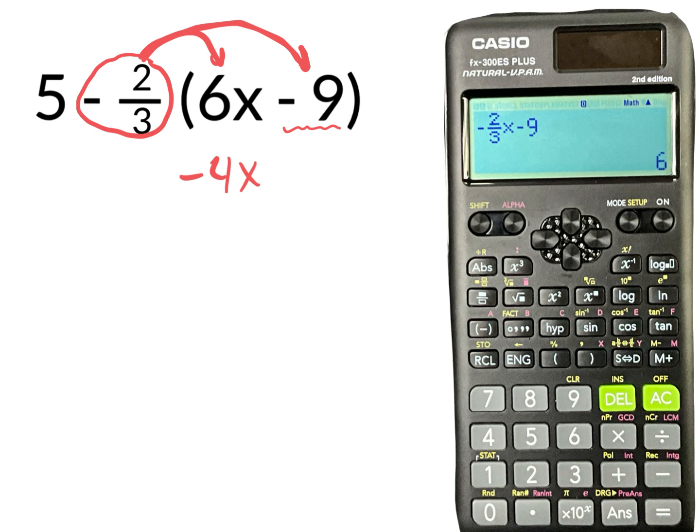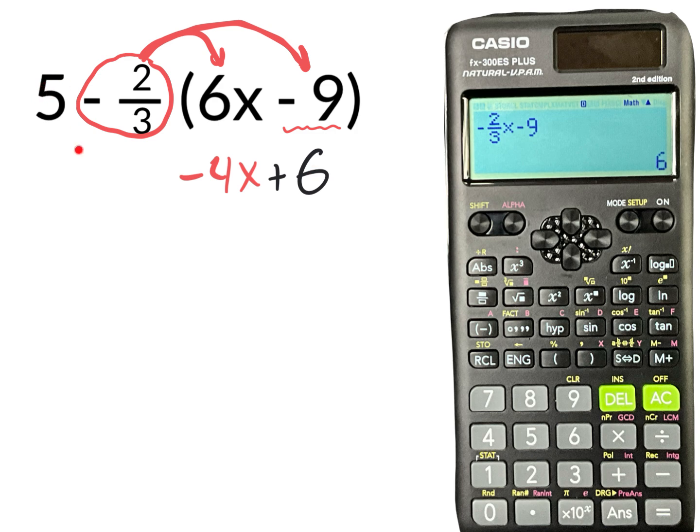So if I just put 6 right there, that's going to be weird. What symbol should I put in front of the 6? A plus, yeah, a positive. That's right. So I have distributed -2/3 times 6x, got that. -2/3 times -9, got that. I didn't even think about it. The calculator did it for me, right?